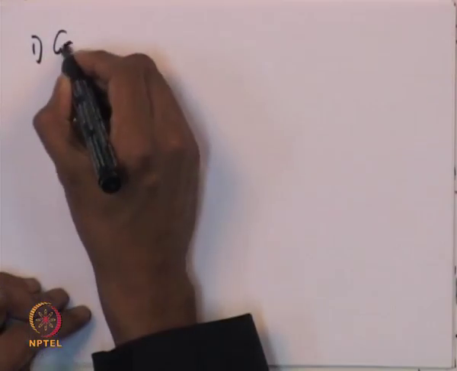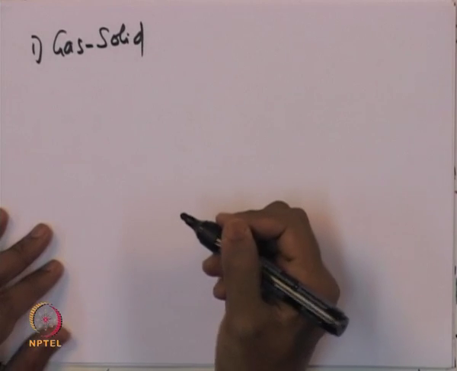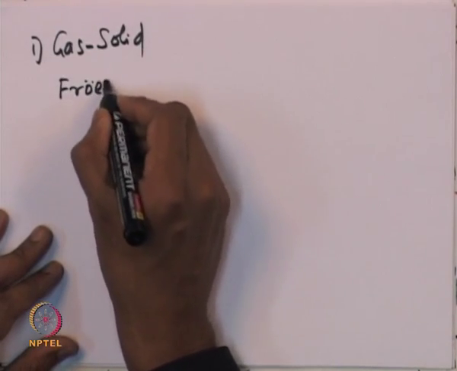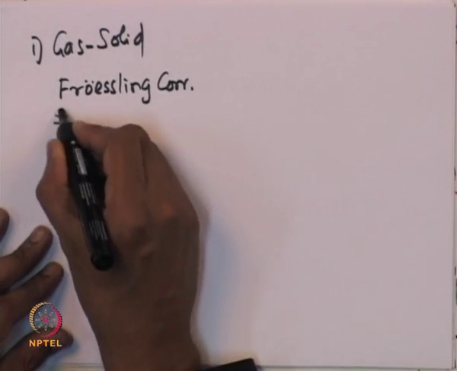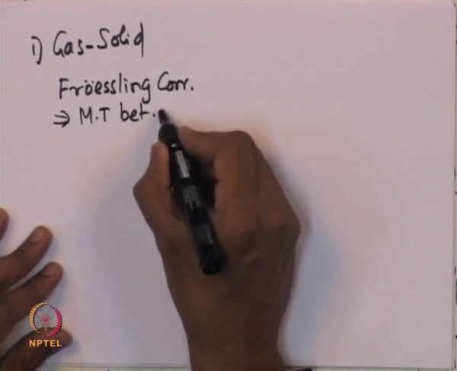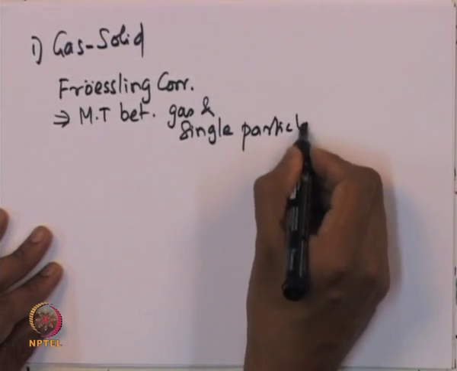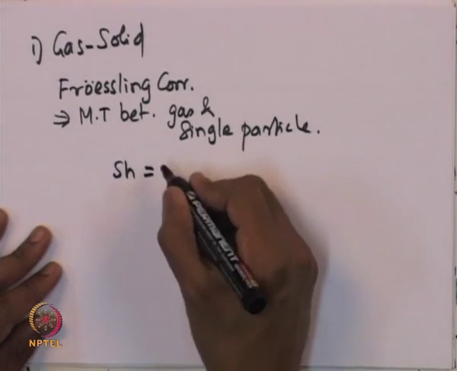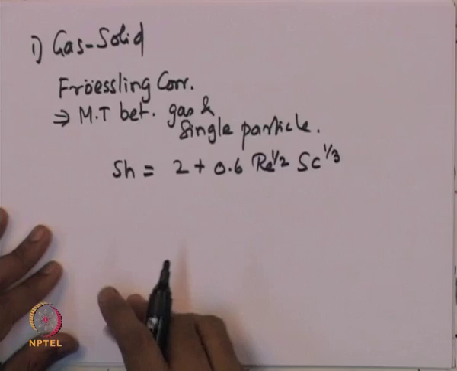So let us look at how to find the gas-solid mass transport coefficient first, and then we will look at the other mode of transport. Now between gas and single particles, there is a correlation called the Froessling correlation, which characterizes the mass transport between gas and a single particle. That's given by the Sherwood number equal to 2 plus 0.6 into Reynolds number to the power of half into Schmidt number to the power of 1 by 3.